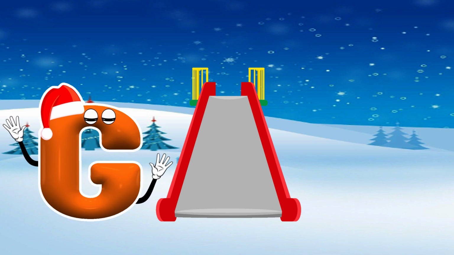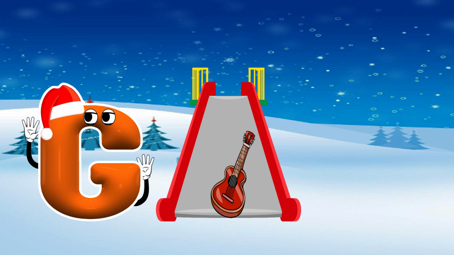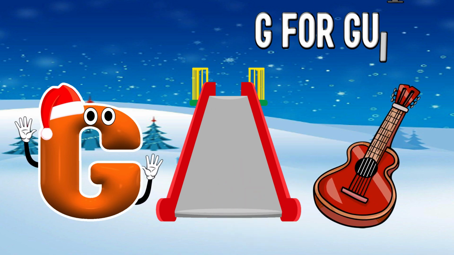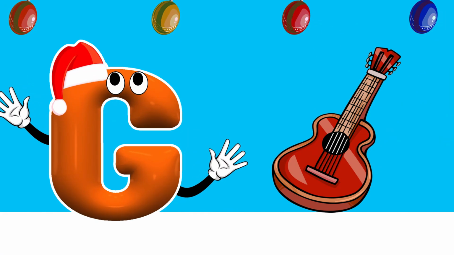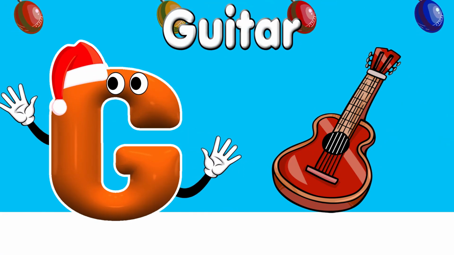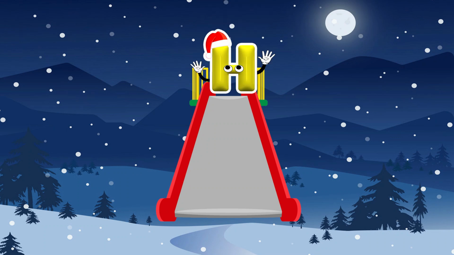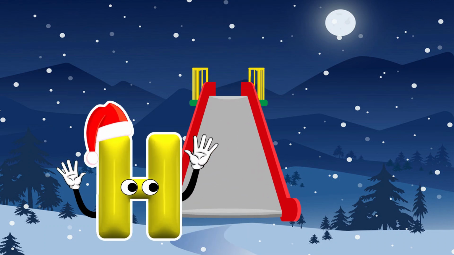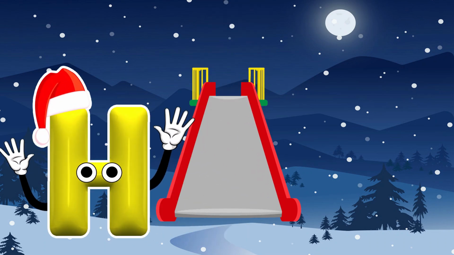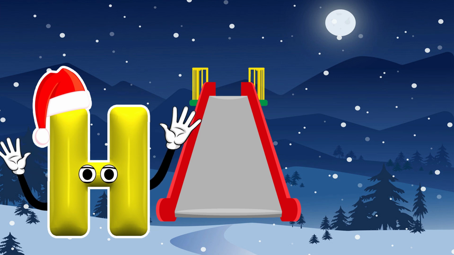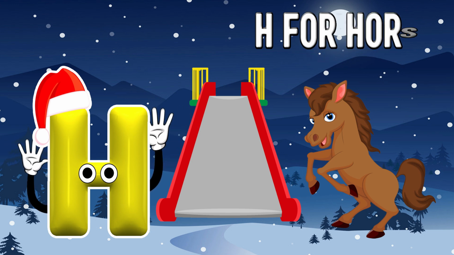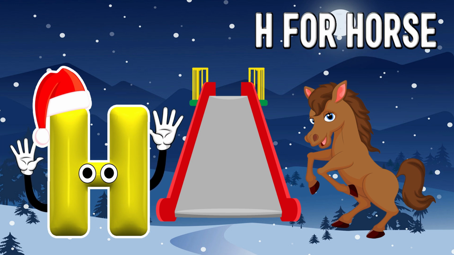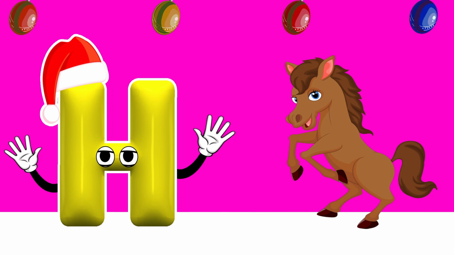This is letter G. G for guitar. Guitar. This is letter H. H for horse. Horse.